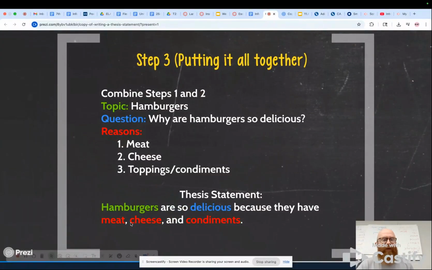So step 3 is putting it all together. We have our topic of hamburgers, we have our question, why are hamburgers so delicious? And then we have our 3 reasons why, because we have meat, cheese, and toppings or condiments. Once you have these things together, you may form a thesis statement, a sentence that explains what your essay is going to be about. So at the bottom we have: hamburgers are so delicious because they have meat, cheese, and condiments.